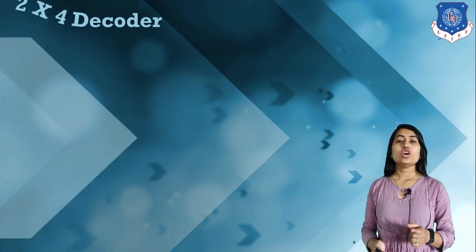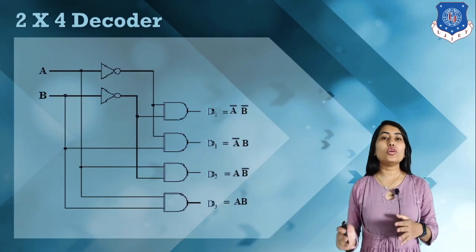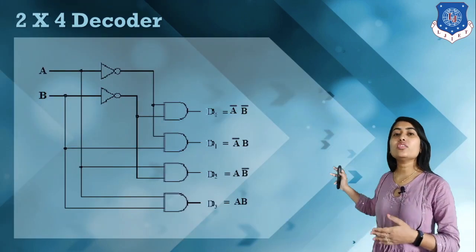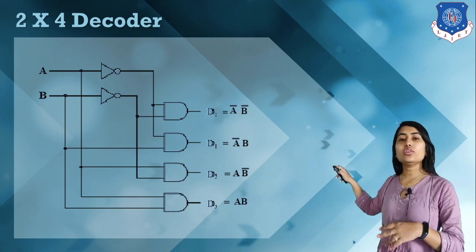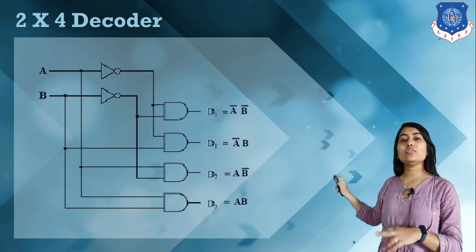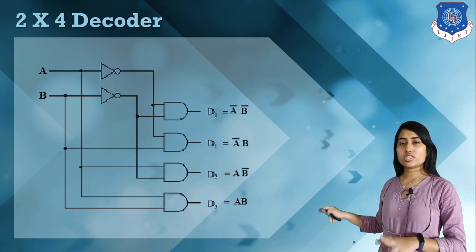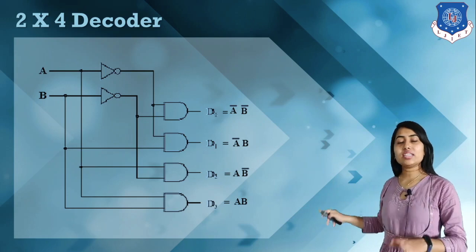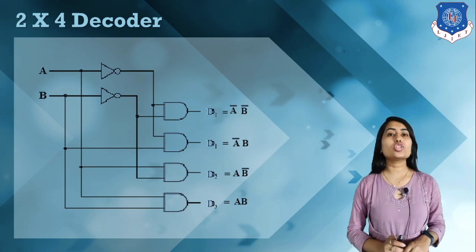a logical diagram like this. Okay, so here we have 4 AND gates. And here we have Y0. So for Y0 it is A'B'. For Y1 we have A'B, Y2 is equal to AB', and Y3 is equal to AB. So this is our 2x4 decoder.